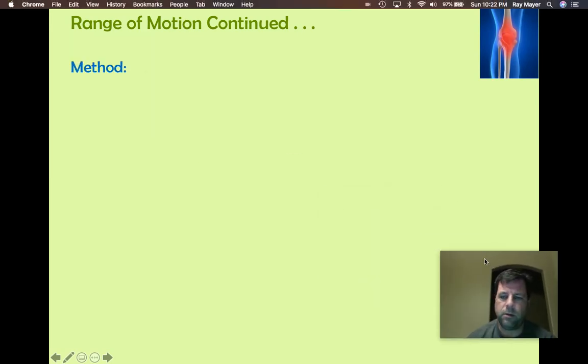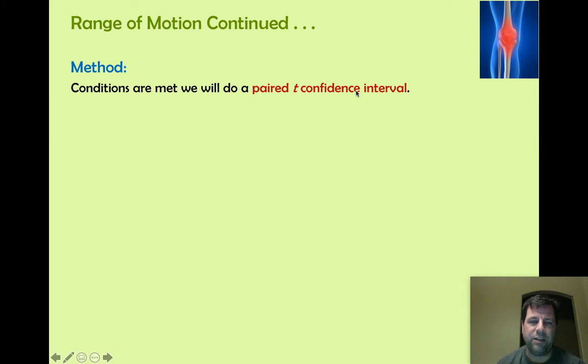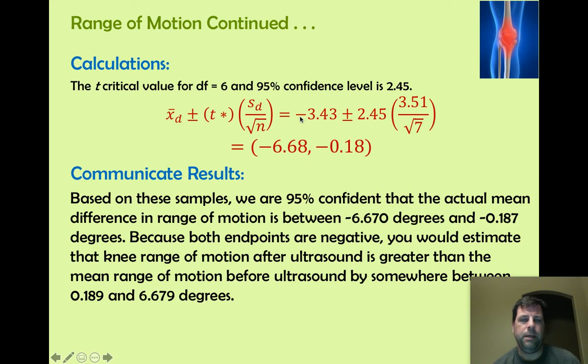Okay. I'll come back down over here. All right. Method. We're going to do a paired T confidence interval. It's a paired T confidence interval. The calculations, there's your formula. X bar sub D is T, negative 1.43.